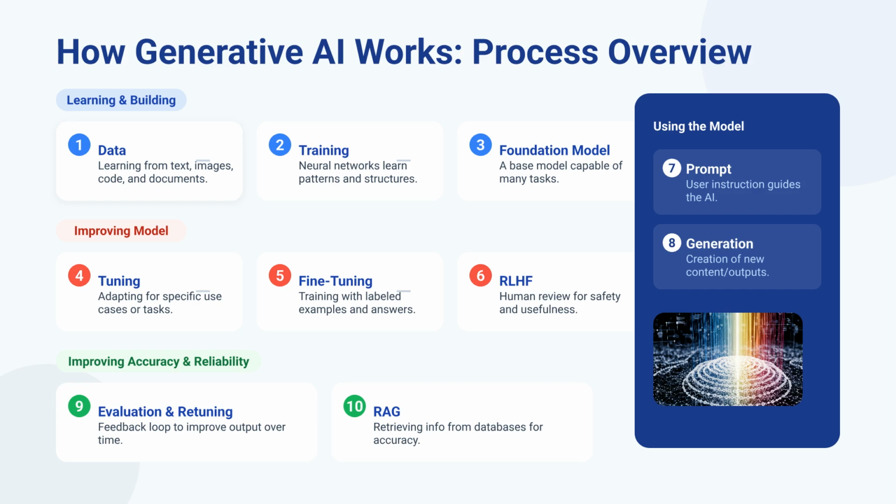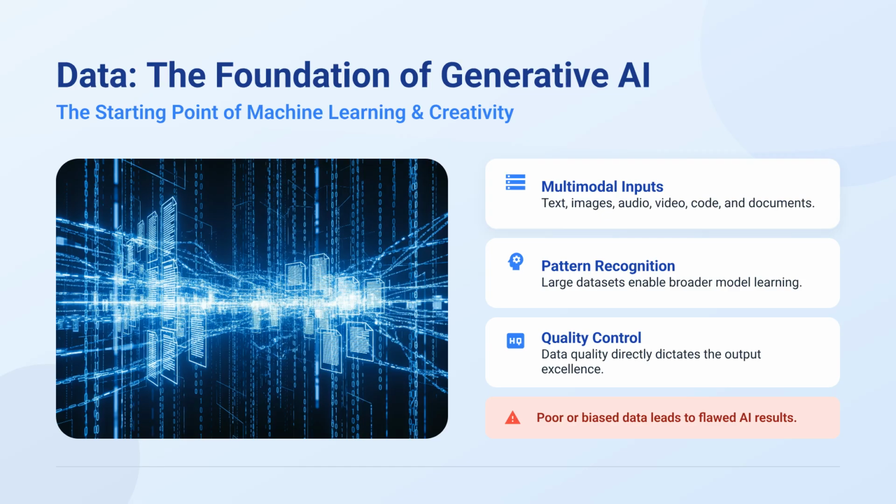The first stage, learning and building, involves collecting data, training neural networks, and creating a foundational model. Data is the foundation of generative AI. It requires multimodal inputs, enabling pattern recognition across large datasets. Quality control is critical, as poor or biased data leads to flawed AI results.